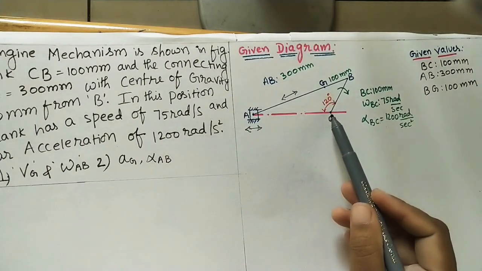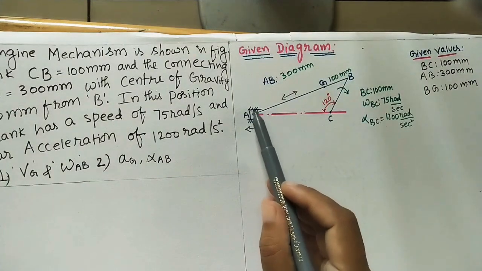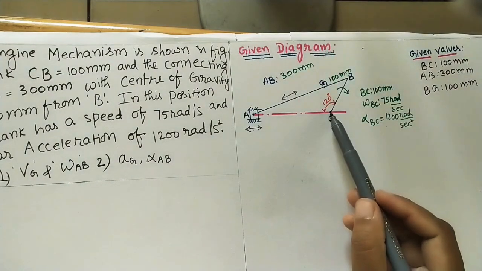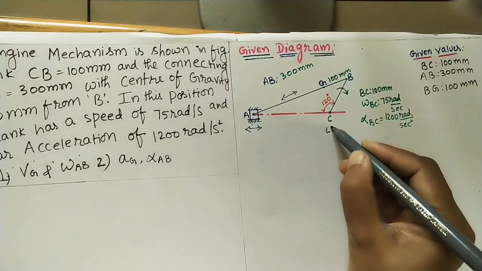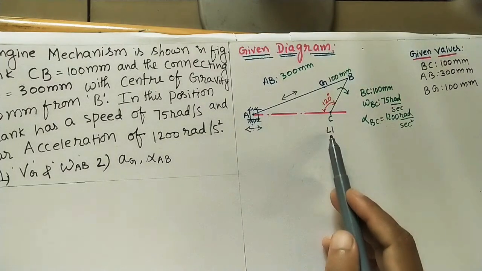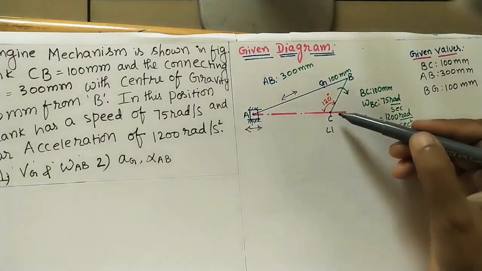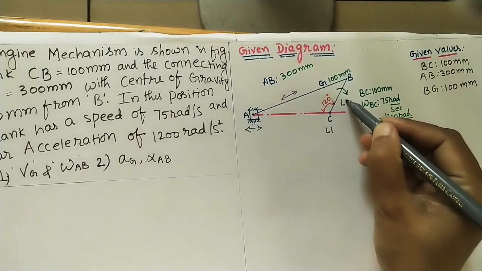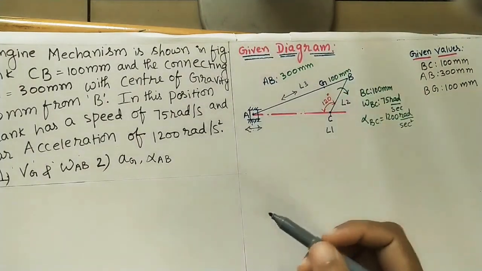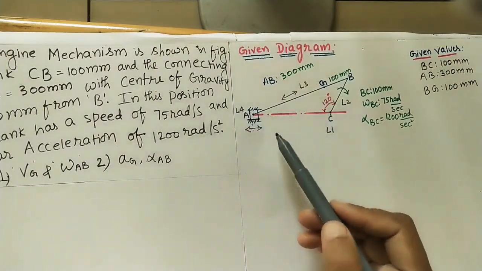C is a fixed point, and here A is a slider. It is moving inside the guides. These are the guides. Guides are also fixed ones. So C and these guides form link 1. Wherever fixed points are coming, we are considering the same link. So I am taking this point and the guides as link 1. And BC is a crank, it is link 2. And then AB is a connecting rod, it is link 3. And here A is a slider, it is link 4. This mechanism has 4 links.